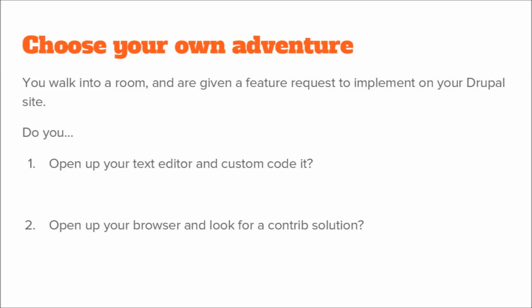So you walk into a room and are given a feature request to implement on your Drupal site. Do you open up your text editor and custom code it, or open up your browser and look for a contrib solution? I know that obviously I'm a developer, as I said, and by a huge margin, the most fun option is to custom code. It's so much more fun to try to just do something yourself than to get on Google and look for a module. There's no competition here. But I'm going to argue that you should probably do the latter first.